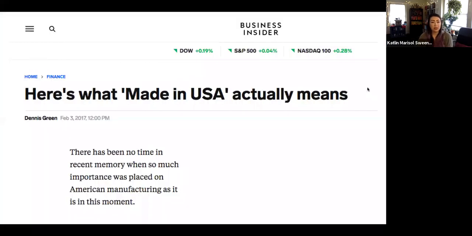Now, the first source that you're going to be looking at this week is "Here's What Made in USA Actually Means" by Dennis Green from Business Insider. I want you to take your time with this one. It is not super, super lengthy, but it is going to be helpful for you as you start to think a little bit about, from an economic standpoint, what does it mean when we say that something is made in America or made in the USA? So this week is going to really be our point of entry into talking about Americanness from a very traditional patriotic lens, right?